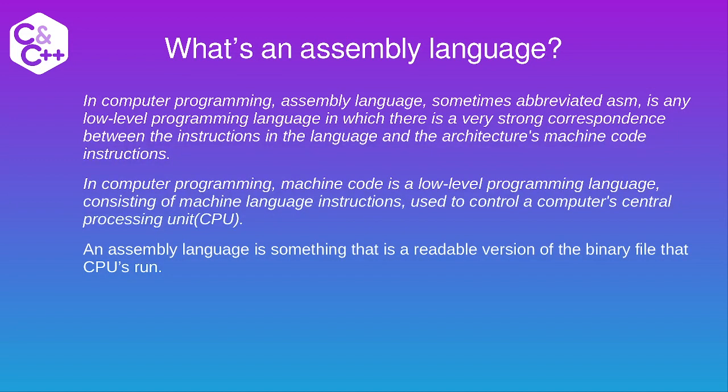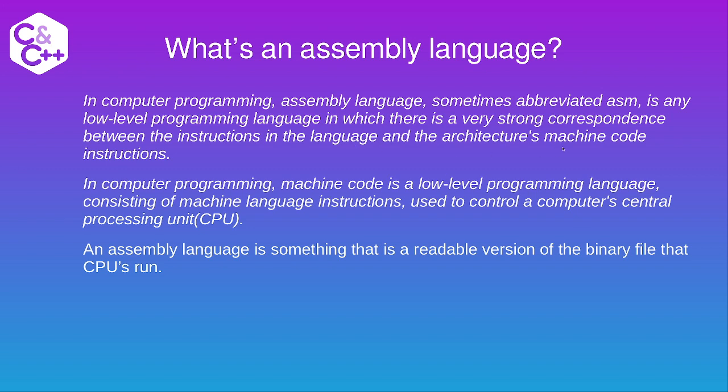So let's start. What is an assembly language? In computer programming, an assembly language, sometimes abbreviated as ASM, is any low-level programming language in which there's a very strong correspondence between the instructions in the language and the architecture's machine code instructions. This is the Wikipedia definition, which may not be the clearest definition of all.